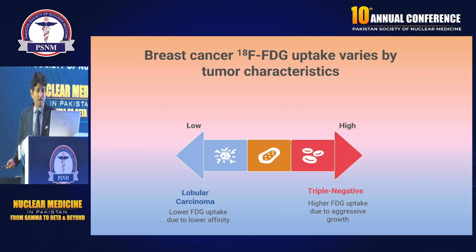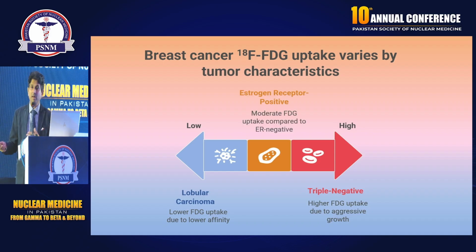So FDG uptake varies with the tumor type. Lobular breast cancer has a low uptake, as compared to triple negative, which has a higher uptake. And you see a somewhat moderate uptake in the patient with ER/PR positive as compared to ER/PR negative. So lobular has a low uptake and triple negative has a higher uptake.